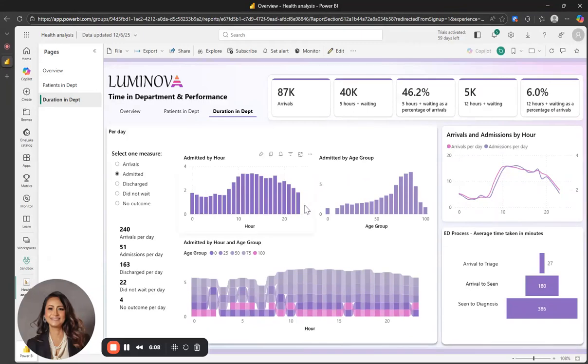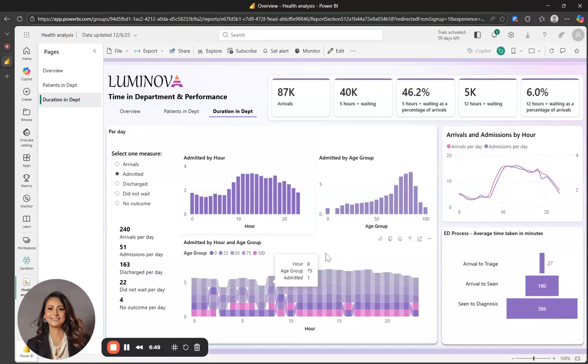To the right, the first bar chart shows how the selected outcome varies by hour of day. This helps identify critical periods for delays, peaks in discharge activity, or times when patient flow stalls. Next to it, we see a distribution by age group for the selected outcome, helpful for identifying vulnerable groups or those most likely to wait longer.